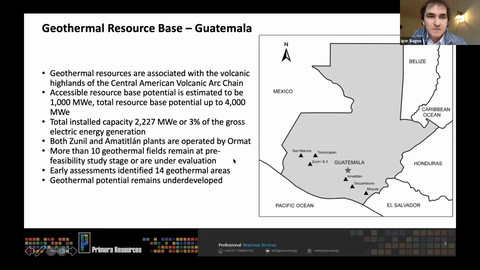It's quite fascinating. In Guatemala, there are more than 10 geothermal projects which remain at the feasibility stage or are under evaluation or re-evaluation, and around 14 geothermal areas which are under investigation. But geothermal potential remains largely underdeveloped for various reasons, and one of them is that it's risky.